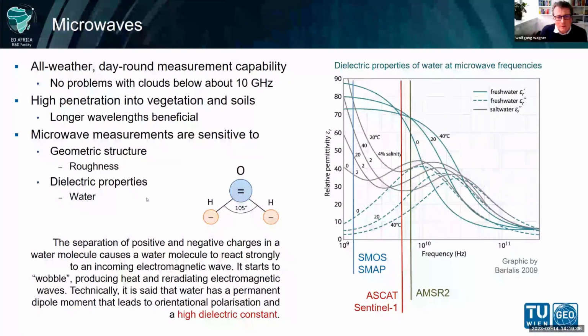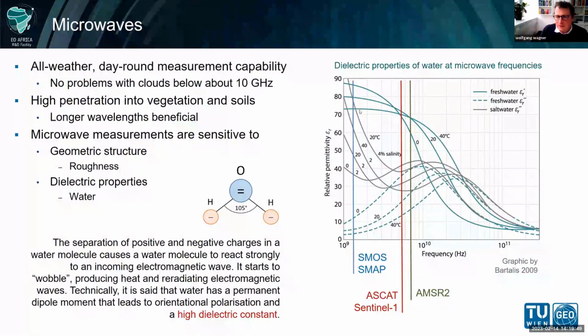And another very big advantage of microwave measurements is that they're very sensitive to the presence of water, because water molecules have a dipolar structure where you have a dipole moment, where the positive and negative charges are separated. When an external electromagnetic field is applied, the water molecules start wobbling, basically reacting to the external electromagnetic field and modifying it. Technically, we then say that the dielectric properties of water are very high.